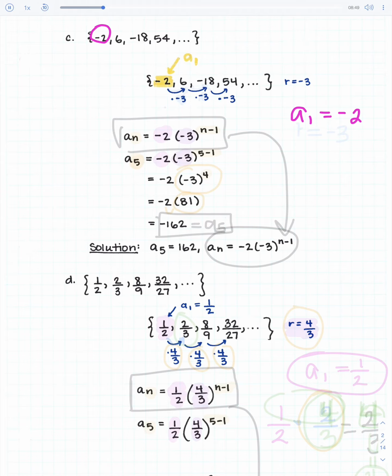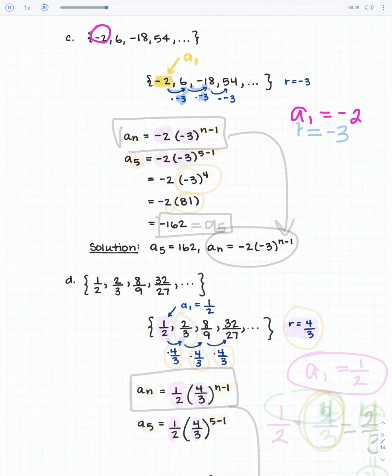Now to figure out what our common ratio is, you have to figure out what they're multiplying by to get from one term to the next. Well, to get from -2 on the first term to the 6, they multiply by a -3. Then to get from the 6 to a -18, they're multiplying again by a -3. So what does that mean? That they're using an r, a common ratio, of -3, because that's what we're multiplying by each time.